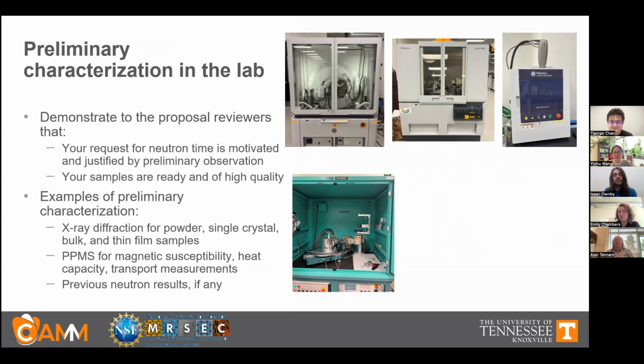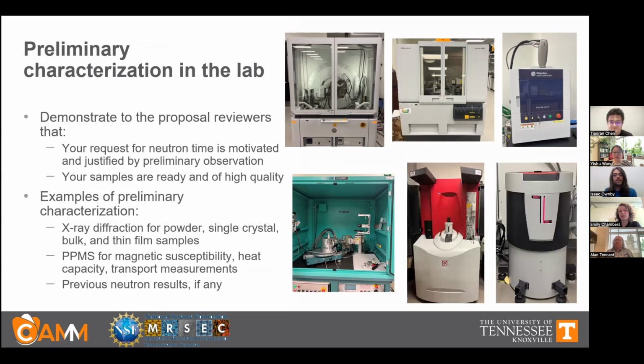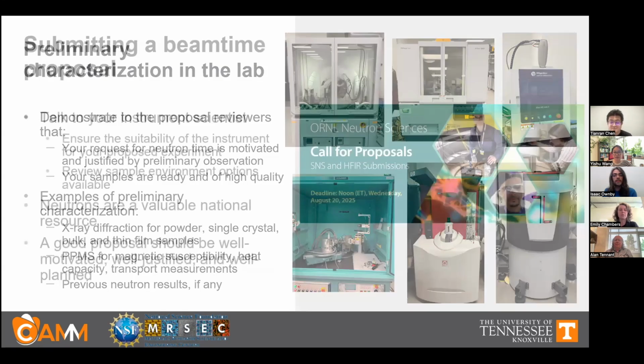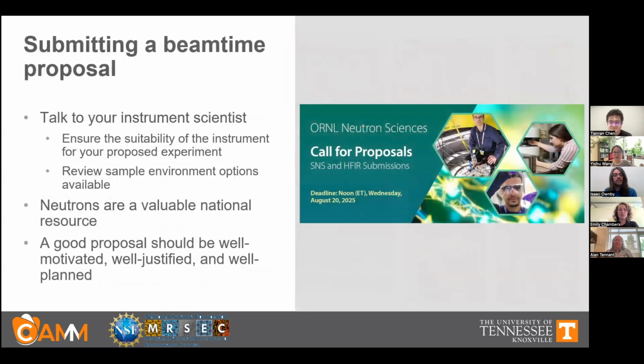Also at IAM, we have in our user facility a PPMS and also an MPMS, so you can conduct magnetic susceptibility, heat capacity, transport measurements, and other kinds of measurements. And of course, if you have any previous neutron results, you want to include that data in your proposal as well. Upon establishing the preliminary characterization and justification of your experiment, we move on to how to submit a beam-time proposal.